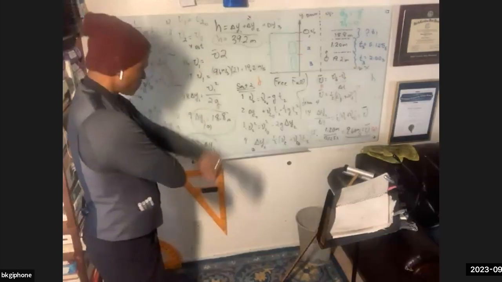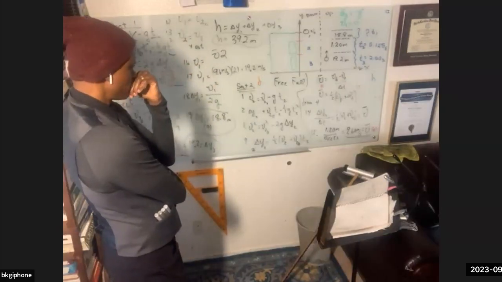x minus x naught equals v naught t plus half a t squared. And that gives us our h, which is 20.43 meters as the height of the building.